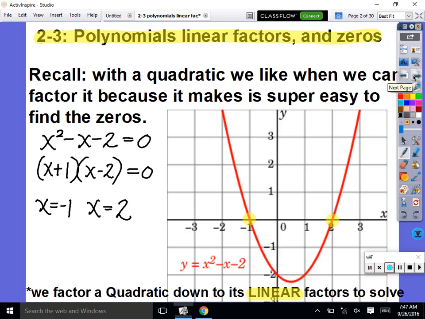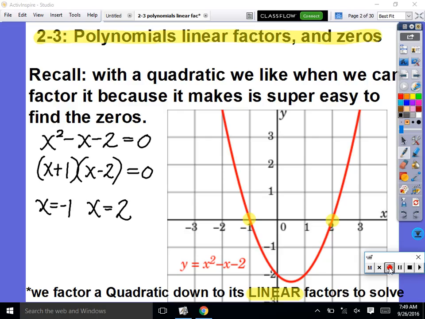All right, so today what we're doing is 2-3. We're going to be dealing with higher than degree 2 polynomials. We're going to be dealing with polynomials, linear factors, and zeros. So everybody make sure you're asking questions today. We've got to kind of go fast through this lesson. So pay attention. Do not let yourself zone out.